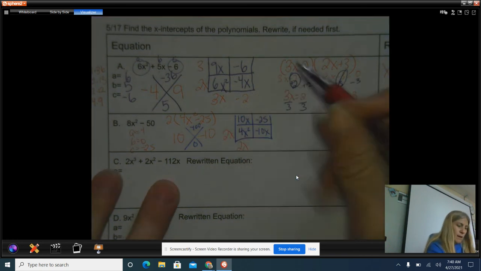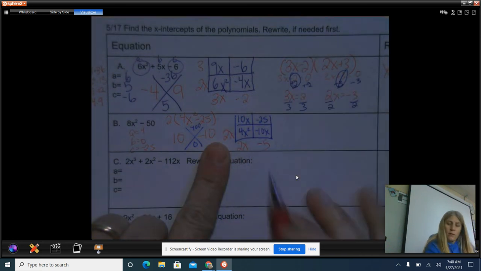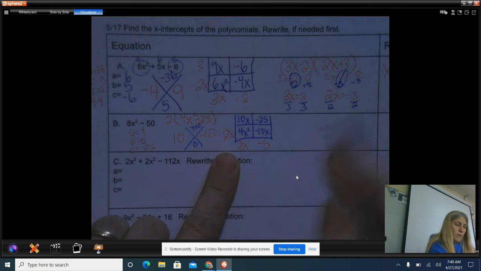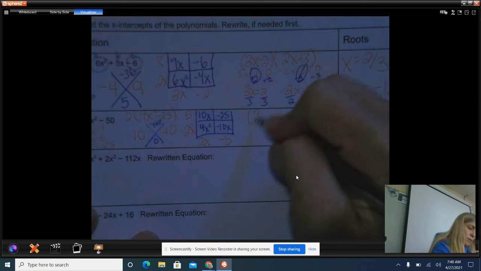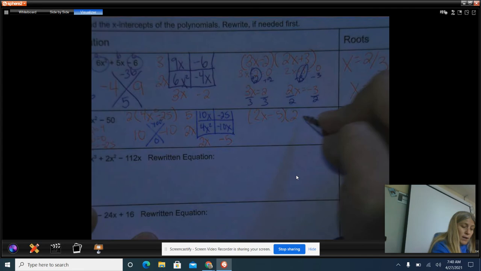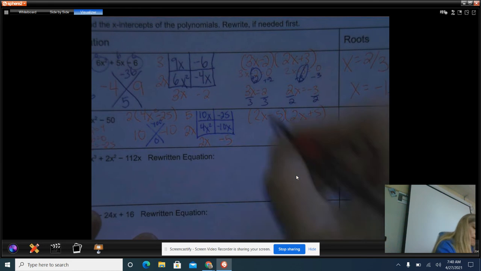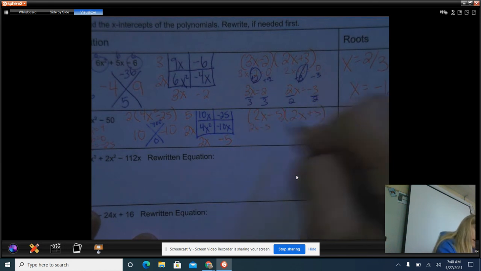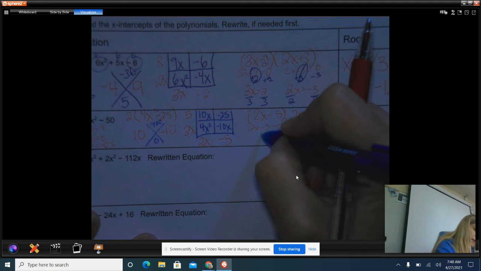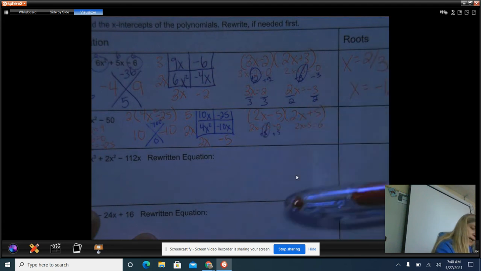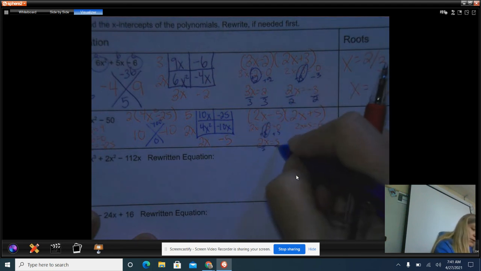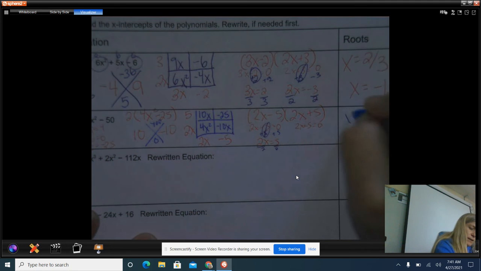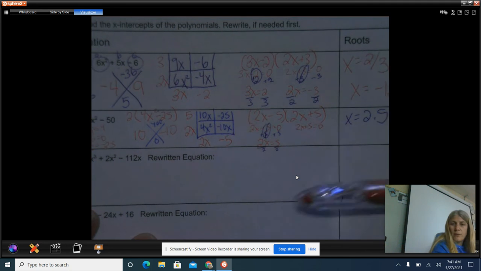and a 2x. 2x times negative 5 is going to give me a negative 10x, and 2x times positive 5 is going to give me that positive 10x. So we have 2x minus 5 times 2x plus 5. Okay, we're now going to set both of those equal to 0 and solve. So I'm going to add 5 to both sides, and I have 2x is equal to 5. Divide both sides by 2, and x is equal to 2.5.